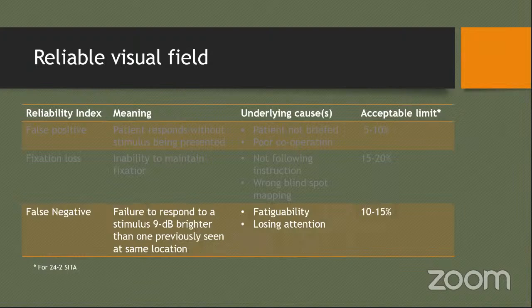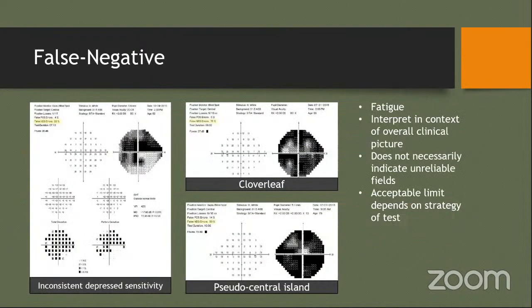Then the third reliability indicator is the false negative, which is a sign of losing attention or fatigability in the patient. It must be remembered that advanced field loss may be associated with higher false negative rates due to poor sensitivity of severely depressed points to restimulation. Similar to false positive indices, acceptable limits vary with the test strategy. As I said, this mostly comes with fatigue, and it can have different morphological patterns: inconsistent depressed sensitivity over the overall field, or it can produce a clover leaf or pseudocentral island pattern on the gray scales.